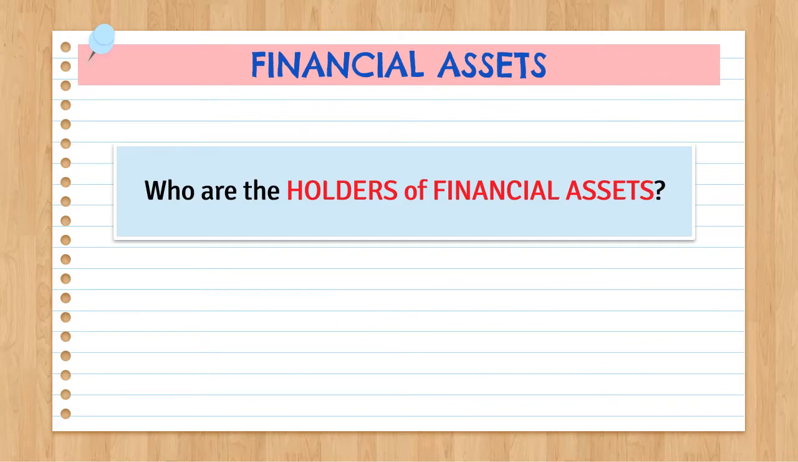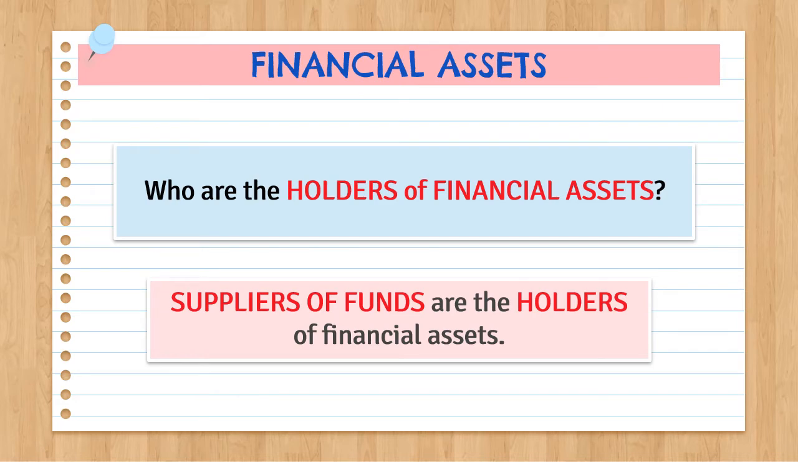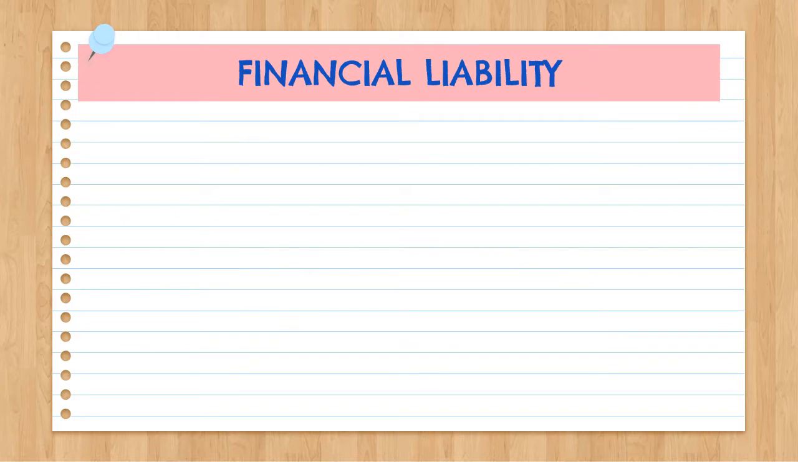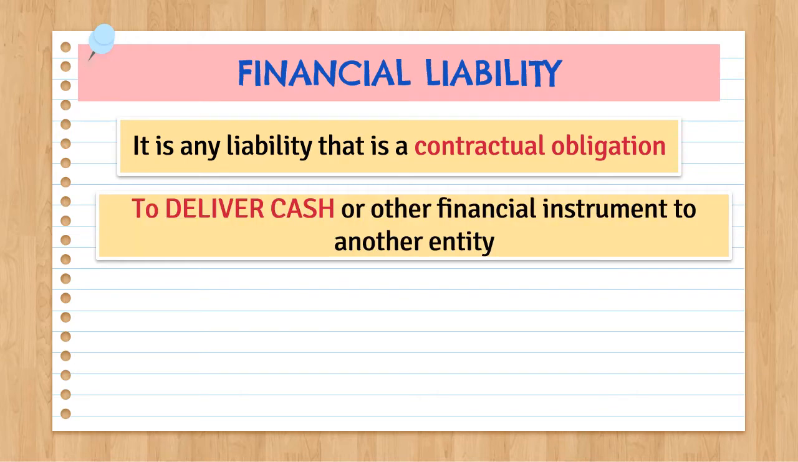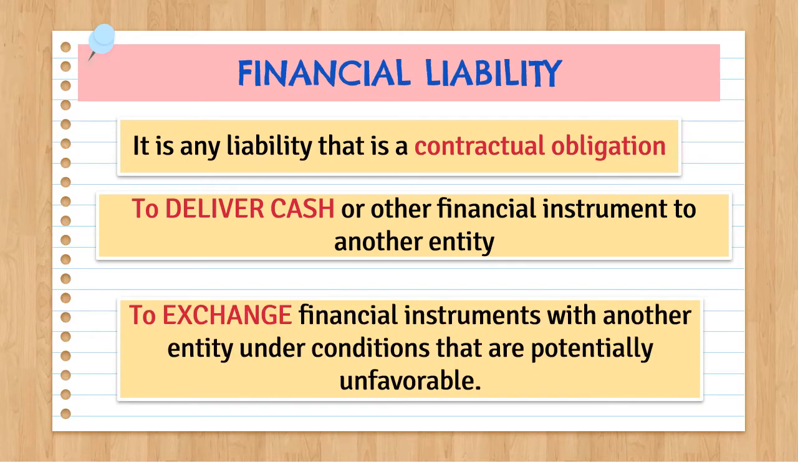Financial assets, who are the holders? Suppliers of funds are the holders of financial assets. How about the financial liability? It is any liability that is a contractual obligation to deliver cash or other financial instrument to another entity, or to exchange financial instruments with another entity under conditions that are potentially unfavorable.